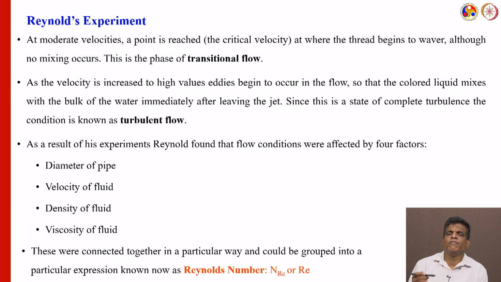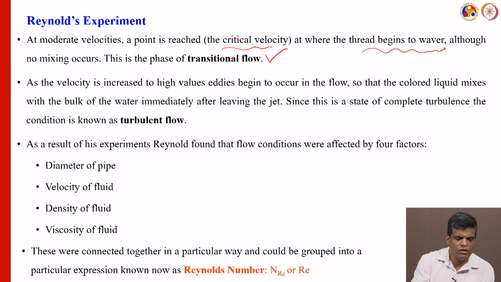So, there are three types of flow. The next one is transitional flow. The same experiment, but you increase the velocity a little bit, then the point is the critical velocity. So, it begins to waver, but there is no mixing; that is called transitional flow.